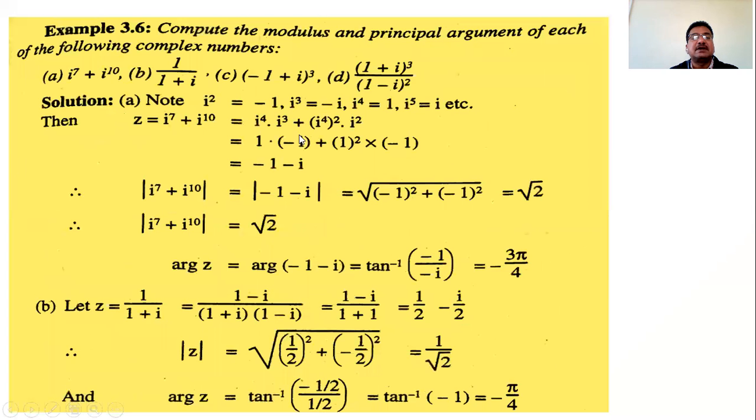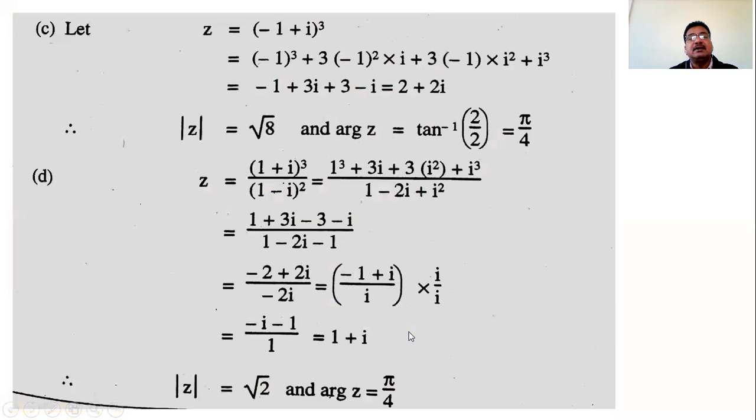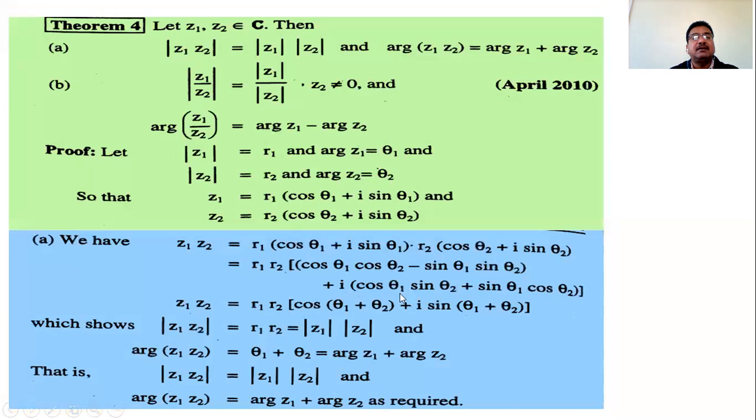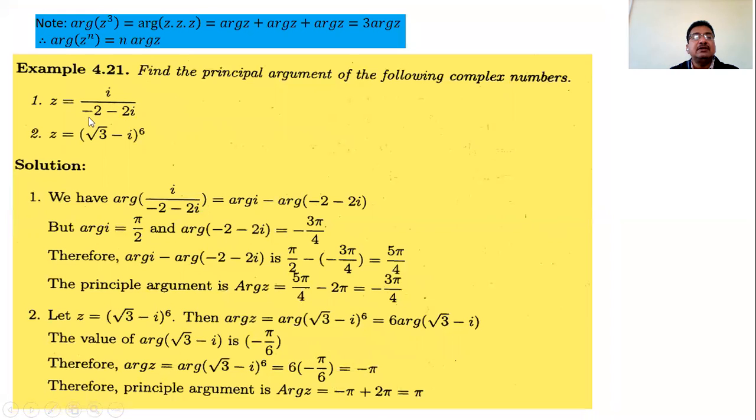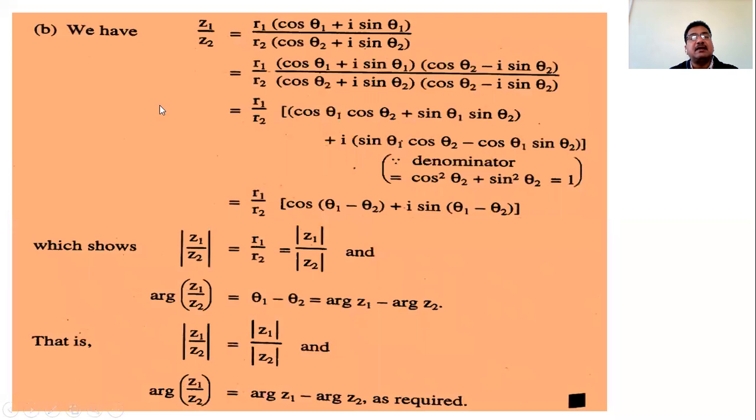These are the previous examples. That is, we found the argument of 1 by 1 plus I, then rationalized the denominator, and converted that number to the form x plus iy. Okay, and then found its modulus and argument. This is the previous method. We can also apply that method for this example, or we can now use this theorem.